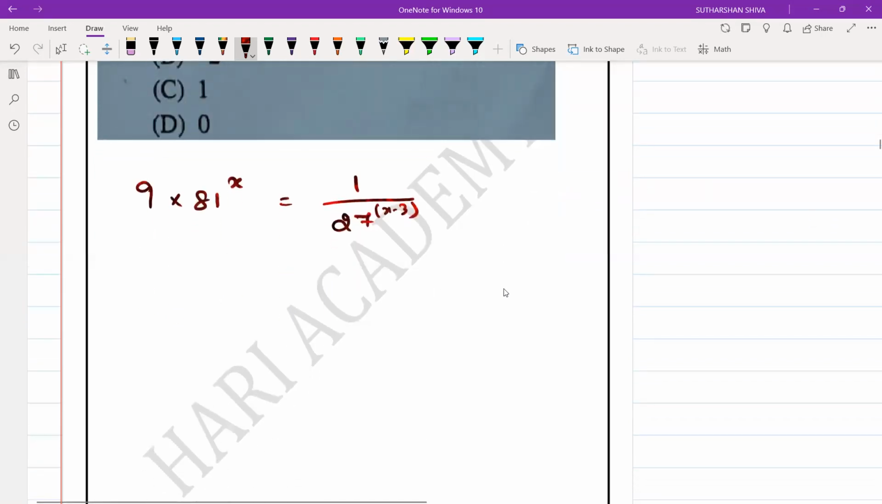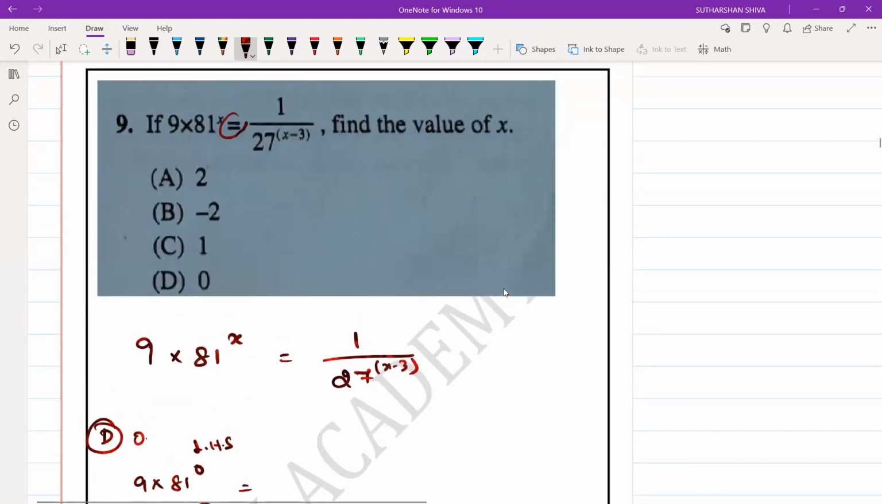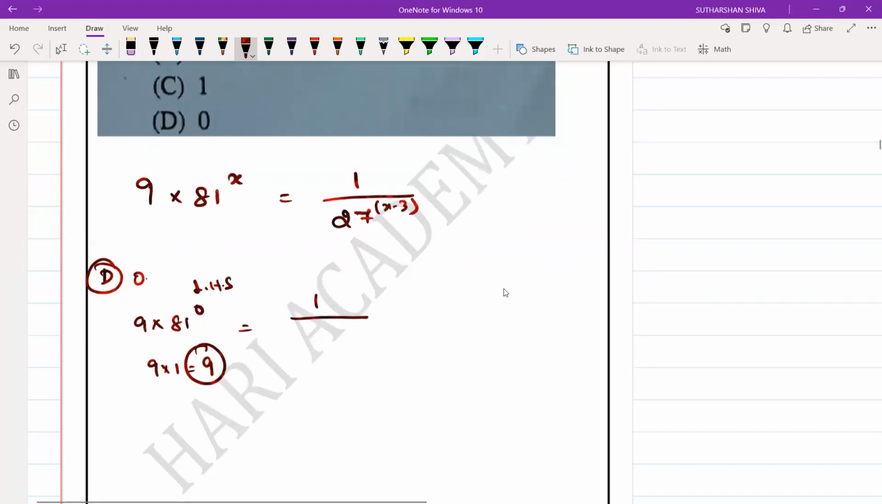Correct? I will directly go with the option checking method. Okay, D, 0. I will take option 0. Wherever x is there, I will substitute 0. 9 into 81 power 0. What is 81 power 0? I'm doing it practically for writing purposes, for your understanding. In your exams, you can do it in a calculator, or orally also. Anything power 0 is 1. So 9 into 1 is equal to 9. My left hand side is going to be 9. My right hand side should also equal 9, then only my equation is correct, because it is given as equal to. Okay. Then 1 divided by 27. What is 0 minus 3? That is minus 3.